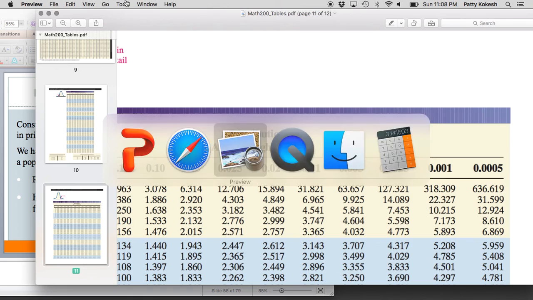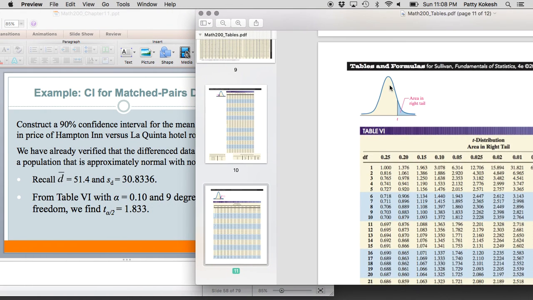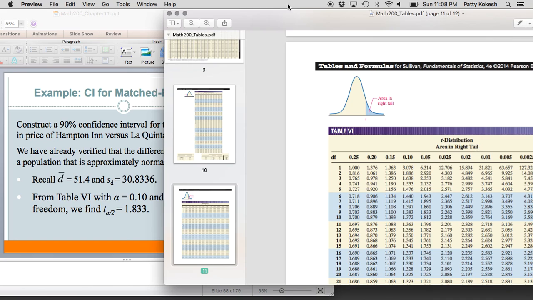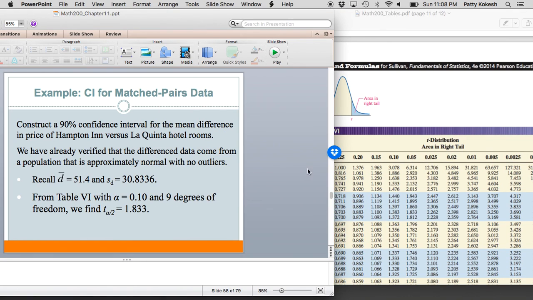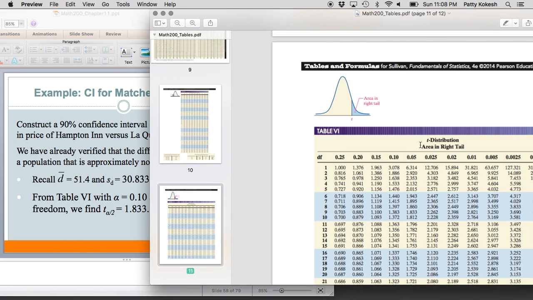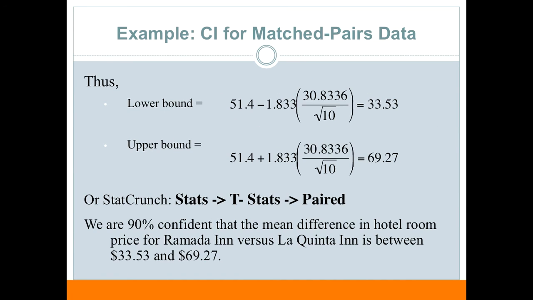So let me pull my table back up here. I'm going to zoom out a little bit. So I have alpha equals 0.10, so alpha over 2 is going to be 0.05, and I have 9 degrees of freedom. So I look at 9 degrees of freedom, 0.05, and I get 1.833 as my critical value. So that's going to be the value that I'm going to use to construct my confidence interval.